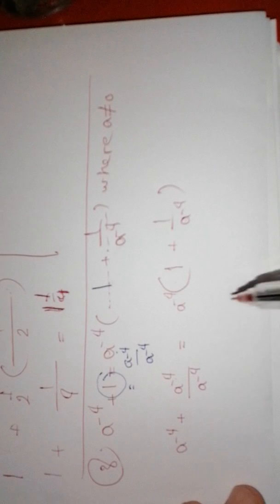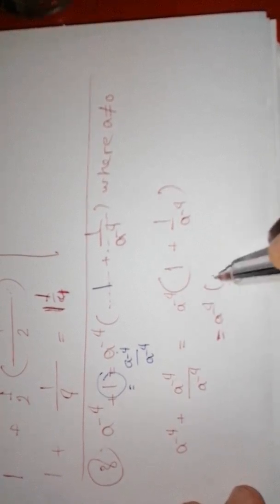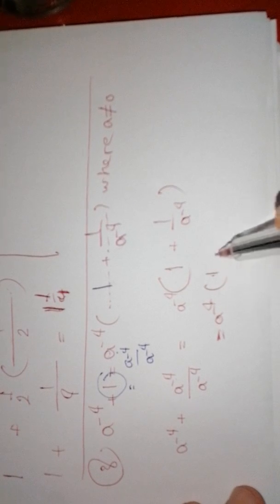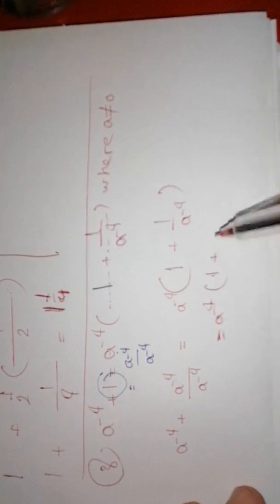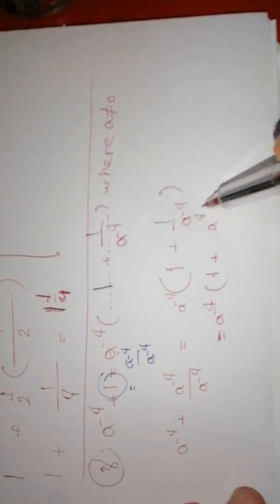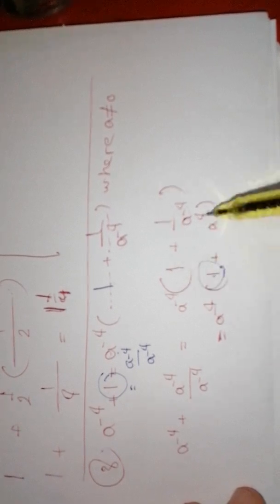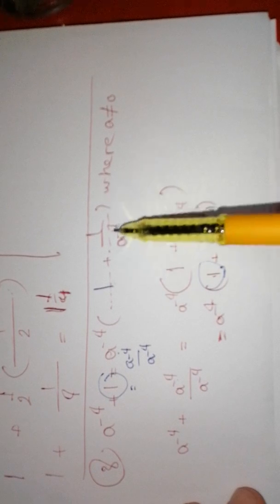And then this is equal to a power negative 4 outside the brackets, and inside the brackets we have 1 plus, we can write it as a power positive 4. Again, a power positive 4. So inside the brackets, the first dots can be written as 1, and a power 4 can be written instead of the second dots.